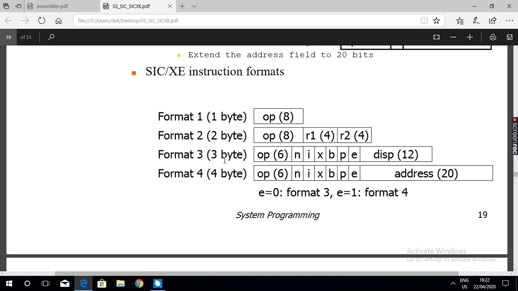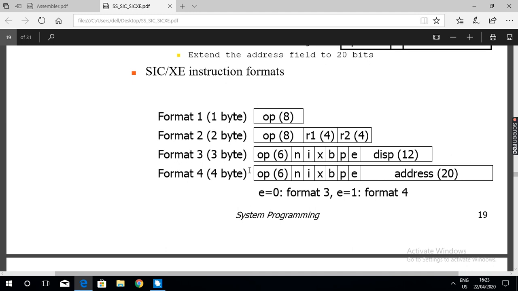Next, format 3 instructions are also called 3 byte instructions. 3 byte means 24 bits. You can observe 24 bits: 6 bits plus 6 bits plus 6 bits plus 6 bits, 6 plus 6 is 12, 12 plus 12 is 24. So format 3 instructions are 3 byte or 24 bit instructions.